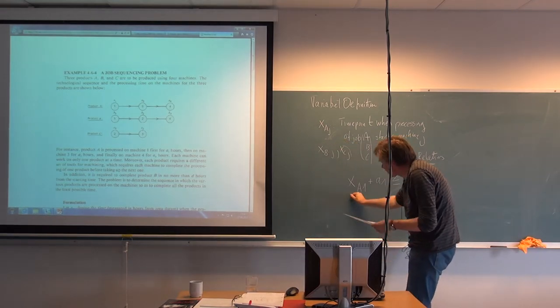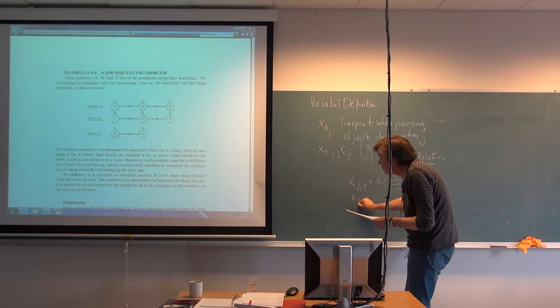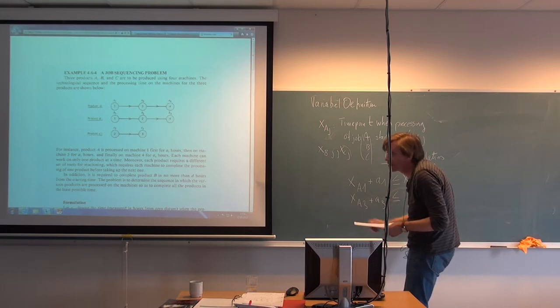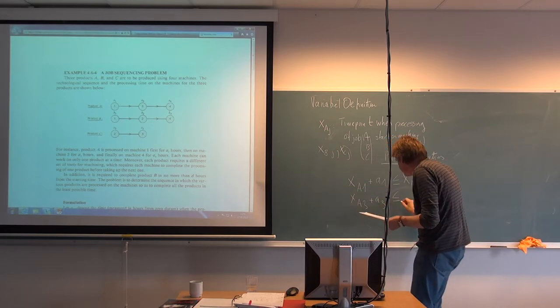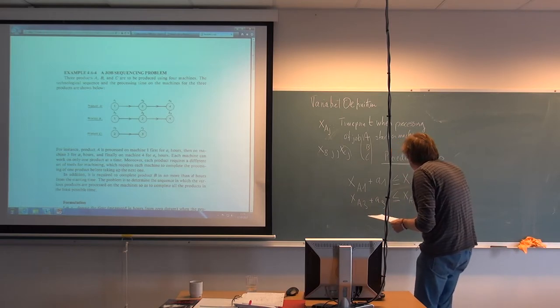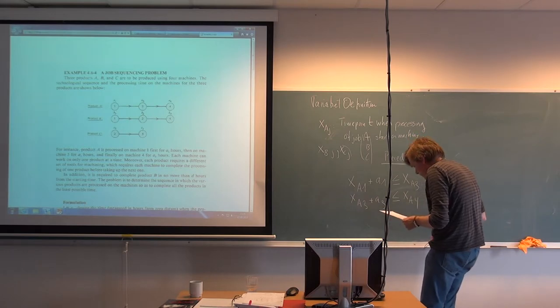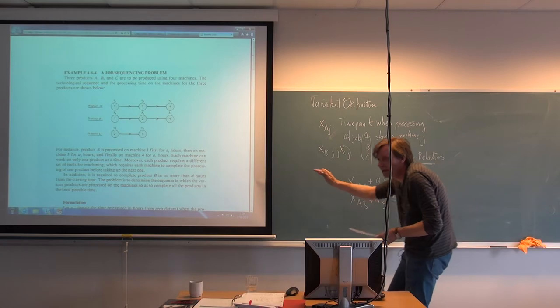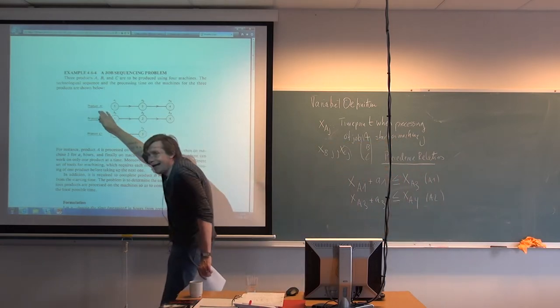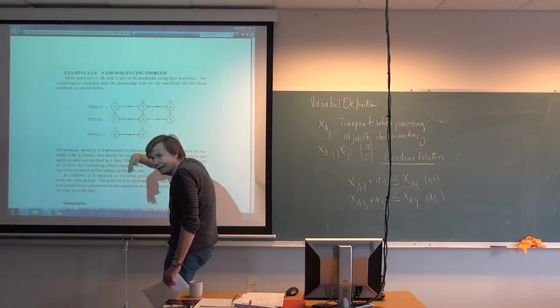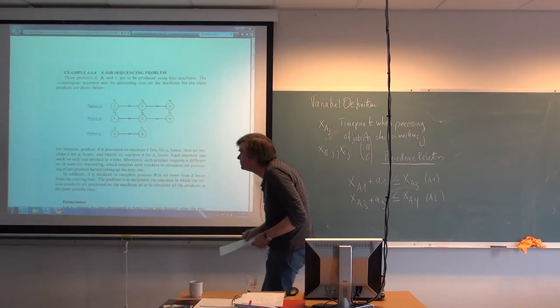There must be something like this, XA3 plus the processing time on machine 3 must finish up before I can start on machine 4. Let's put some numbers here. A1, A2. And then we kind of finish what we need for job A, didn't we? You have to make certain that this flows through in a logically correct manner.